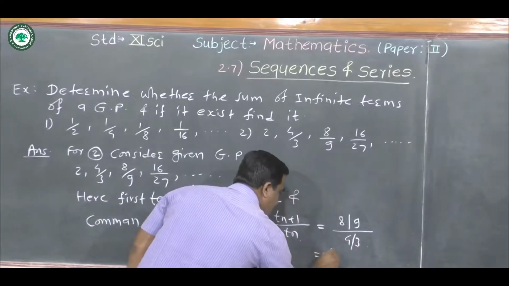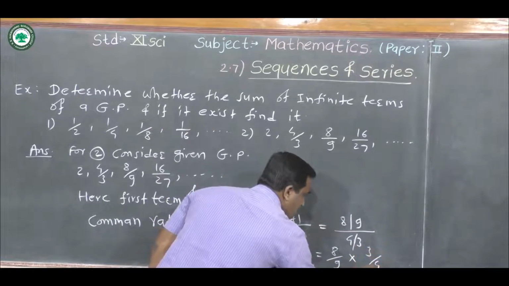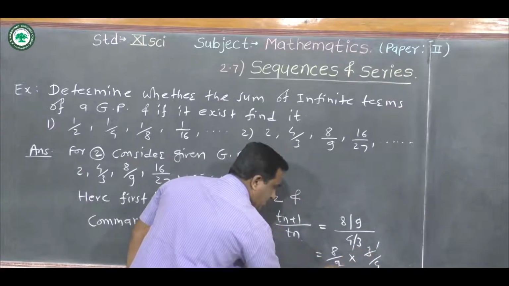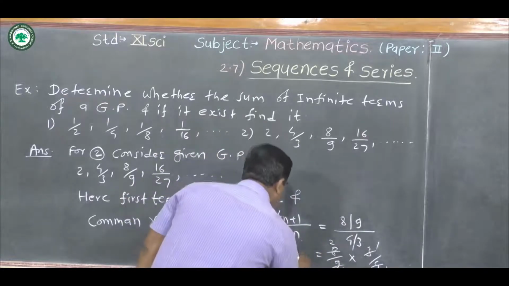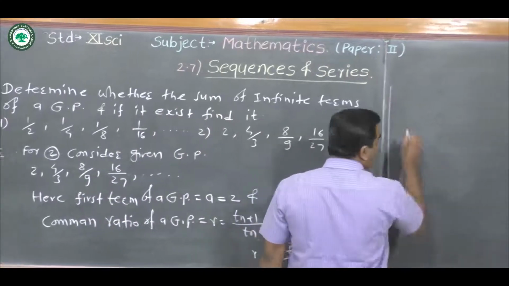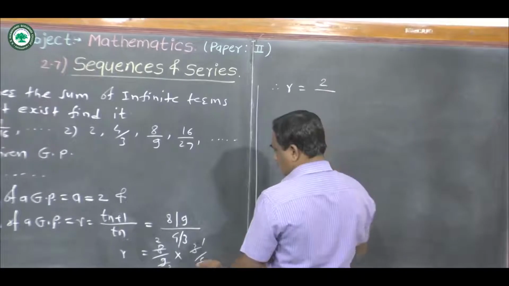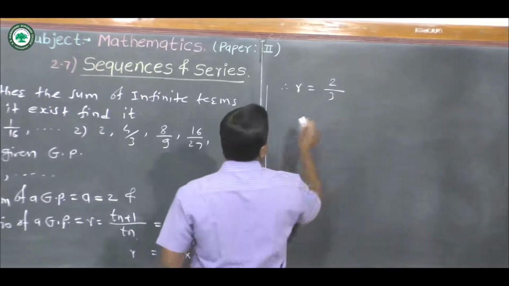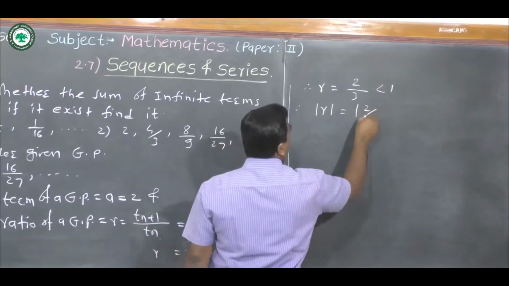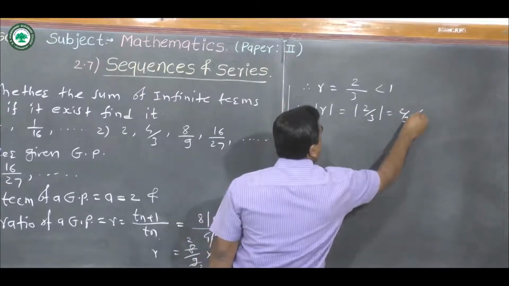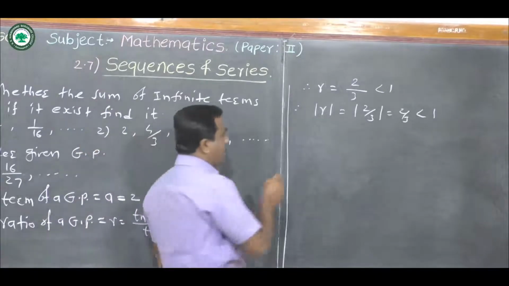Now take the reciprocal of the denominator term here. 8 by 9 into the reciprocal of this term, which is 3 by 4. Now here 3 1s are 3, 3 3s are 9, 4 1s are 4, 4 2s are 8. That is, we get the value of R. Therefore, R is equal to 2 into 1 2 upon 3 into 1 3, that is 2 by 3, which is less than 1. Therefore, here modulus of R is equal to modulus of 2 by 3, equal to 2 by 3, is also less than 1.